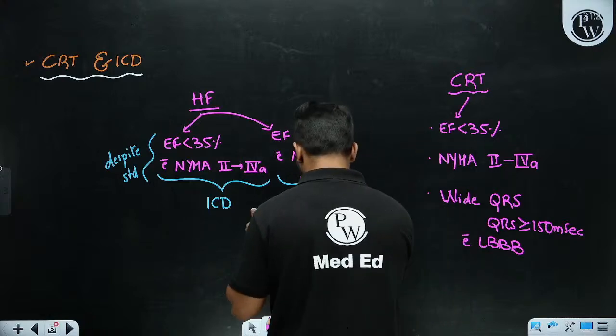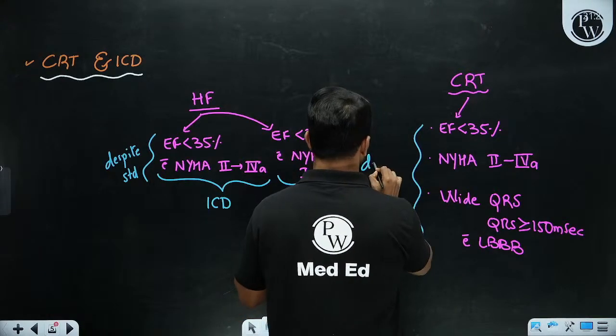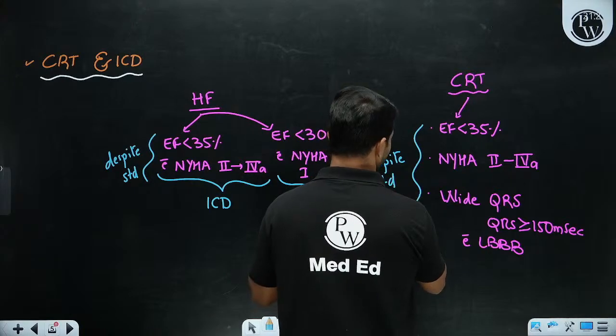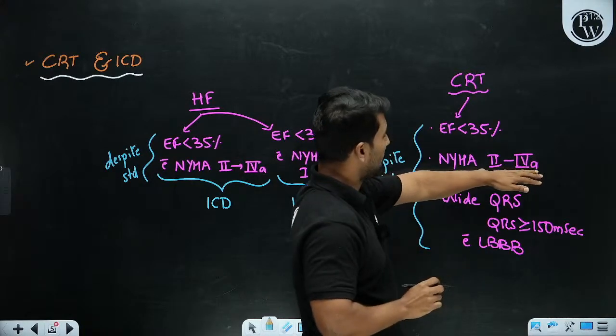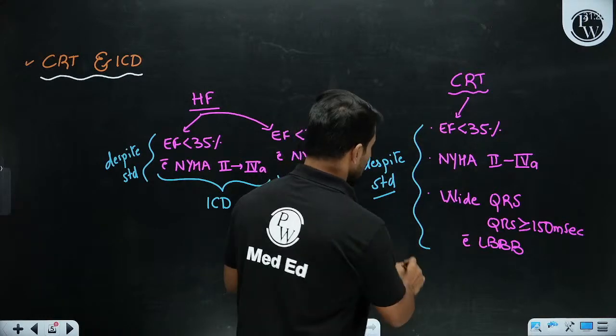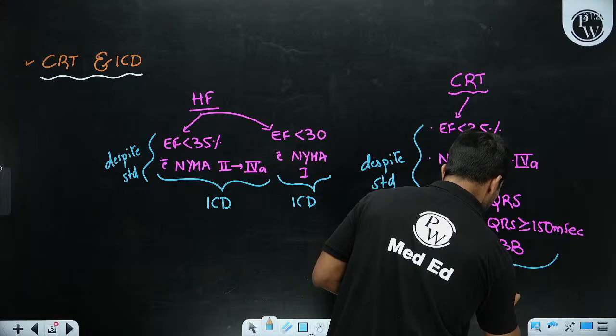Obviously यहाँ पे भी हम पहले क्या करेंगे, स्टैंडर्ड ट्रीटमेंट, राइट. सो अगर डिस्पाइट स्टैंडर्ड ट्रीटमेंट पेशेंट रिमेन्स इन NYHA grade 2 grade 4A symptom status with ejection fraction less than 35%, in such cases we will consider कार्डियक रीसिंक्रोनाइजेशन थेरेपी.